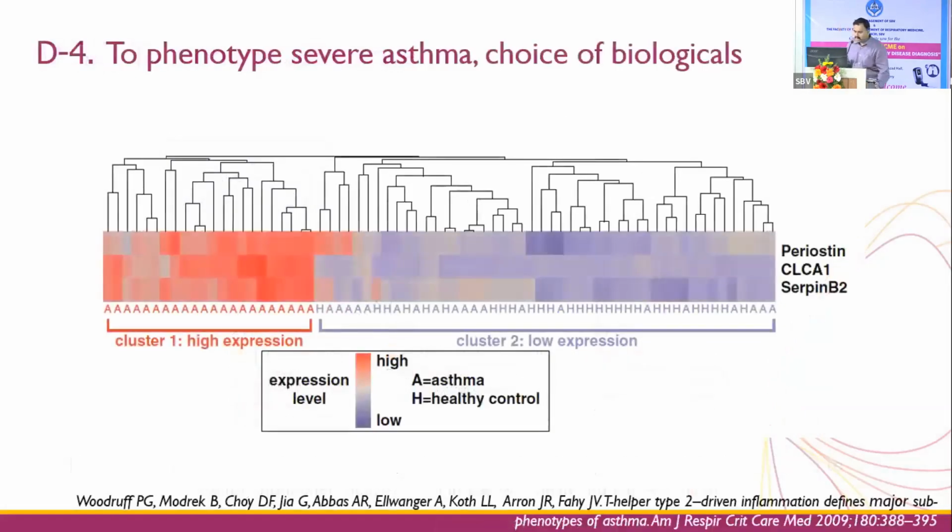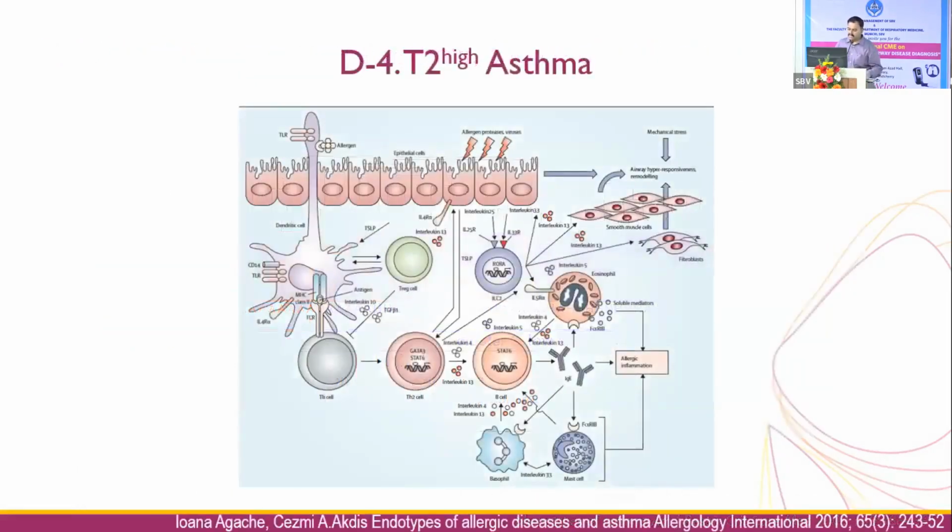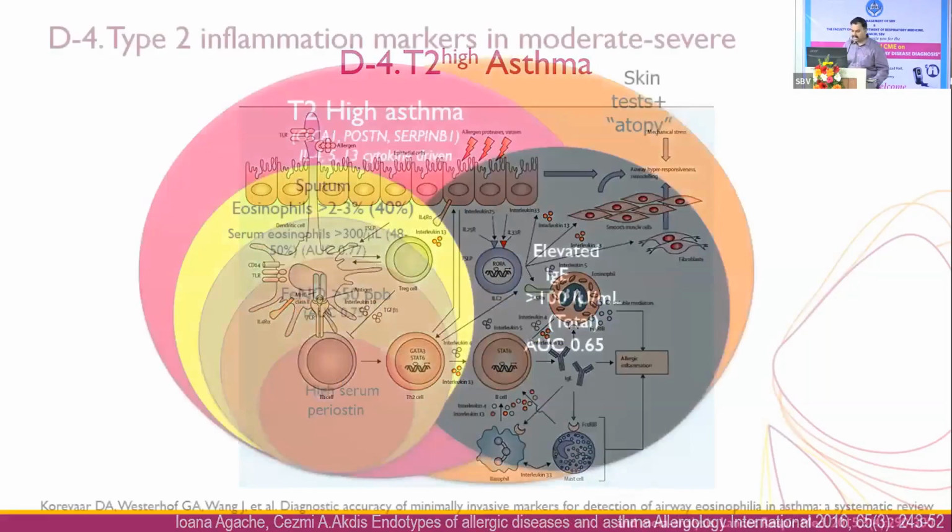And finally, the most important role of FeNO is in T2 high asthma, to phenotype severe asthma and choose biologicals, which we'll focus on in the next slide. For T2 high asthma, strictly speaking, the way to define T2 high would be what is happening in the airway epithelium. So are the genes for periostin, serpin-2, and CLCA1 elevated? However, this is not something that you can do in every patient because you require an airway sample and it's invasive, and obviously it is a research tool. Those genes being elevated will then drive all this particular inflammation in patients with asthma.